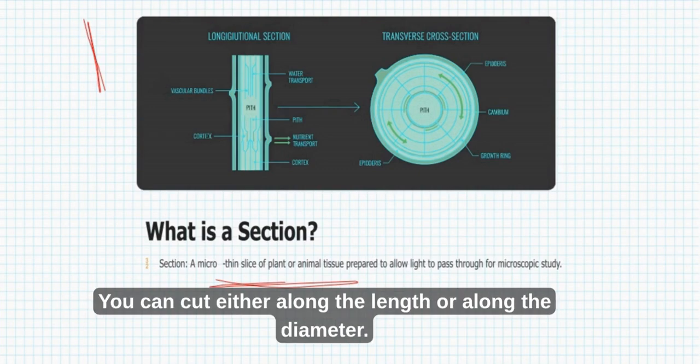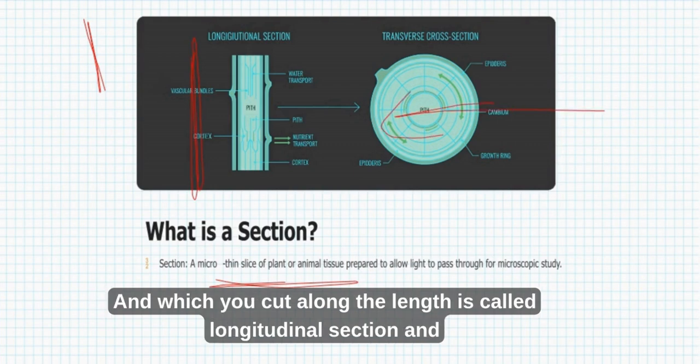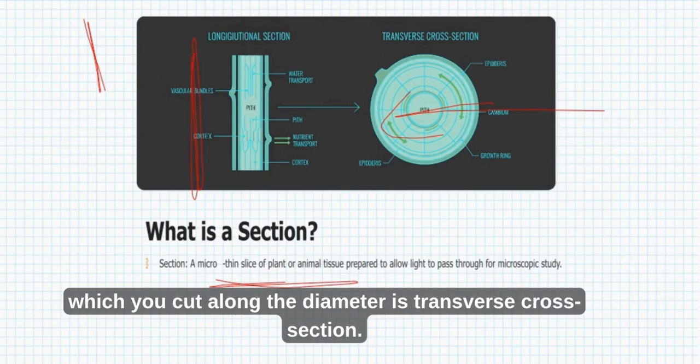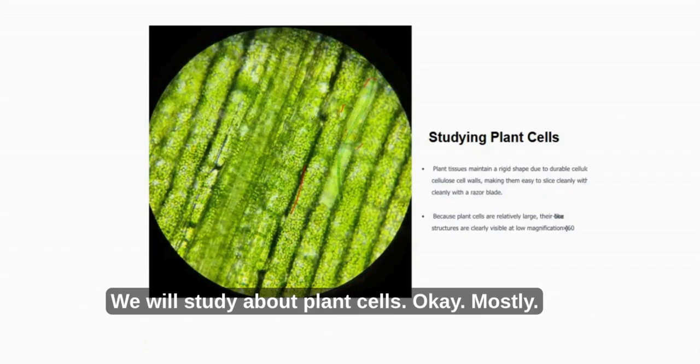Okay, then there are two ways to cut this section with the help of a razor blade. You can cut either along the length or along the diameter. When you cut along the length, it is called a longitudinal section, and when you cut along the diameter, it is a transverse or cross section.